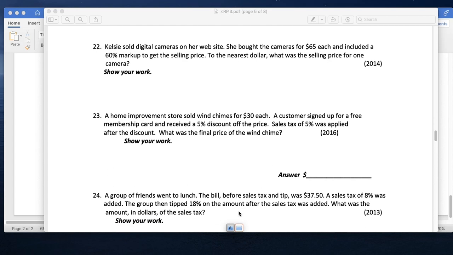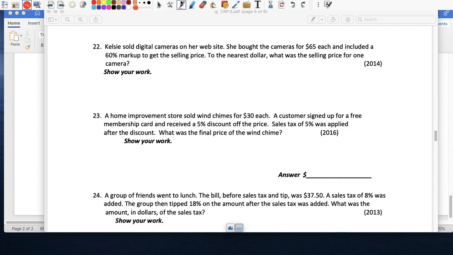Okay, cameras. She bought cameras for 65, included 60% markup to get the selling price. What was the selling price? Okay. All right, so she bought it for 65. She's gonna mark it up by 60%. Times 1.60, and if you do that, you get the sale price, which is $104.